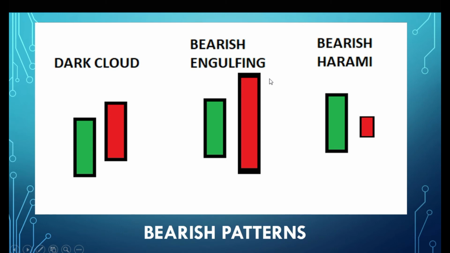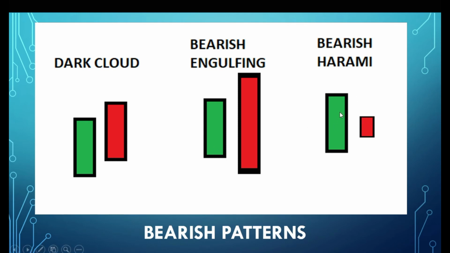It is the same as bullish engulfing, but the difference is that a red body follows the green body, and the red body completely engulfs the previous green body, showcasing that bulls have lost their power and bears are back in control. Next is the bearish harami pattern.